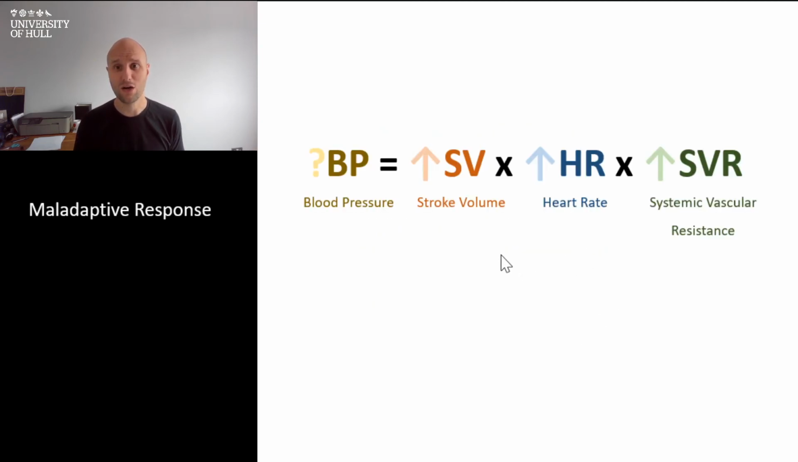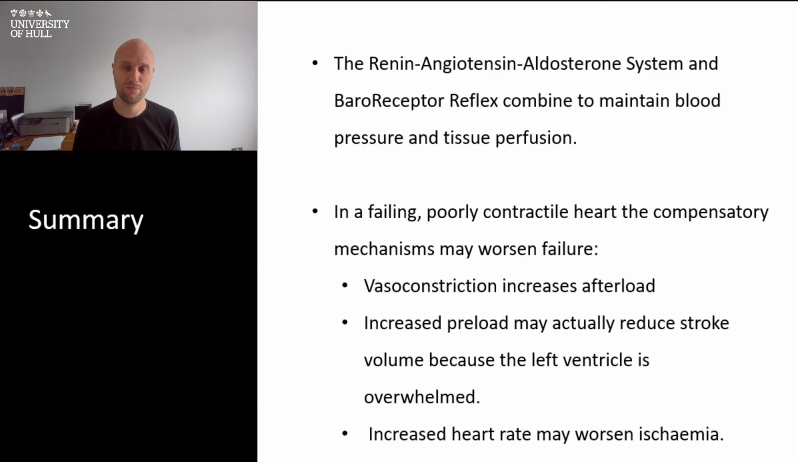So we can see that our ordinarily very helpful compensatory mechanisms that would increase stroke volume, heart rate, and systemic vascular resistance actually could further injure that failing heart and not necessarily mean that there's an improvement in cardiac output or blood pressure. And we would refer to these things as a maladaptive response.